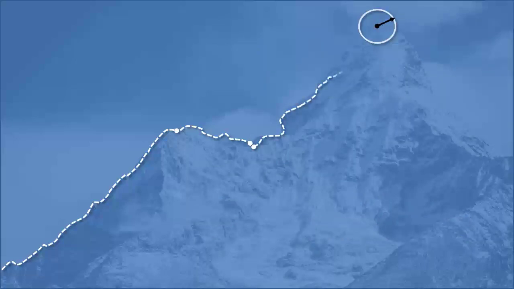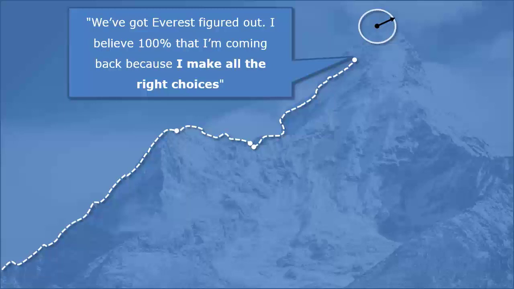Despite having created this 2 o'clock rule, the team leader provides a classic example of an overconfidence bias. Here you see an actual quote, "We've got Everest figured out. I believe 100% that I'm coming back because I make all the right choices." Now, this quote is a perfect example of having too much self-efficacy. This is self-efficacy minus reality. Because A, he was human and all humans make errors. And B, we're talking about the most challenging, most unforgiving, and chaotic environment in the world.